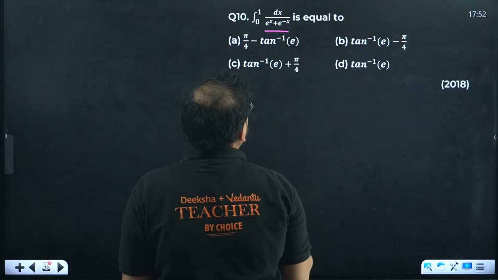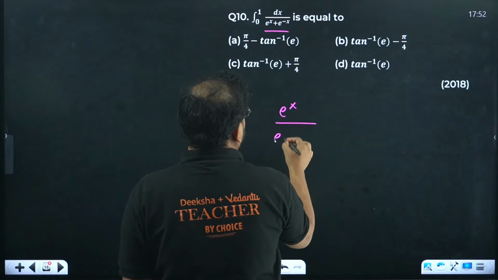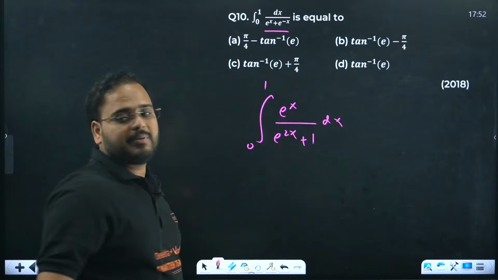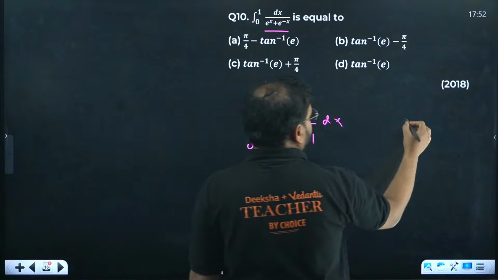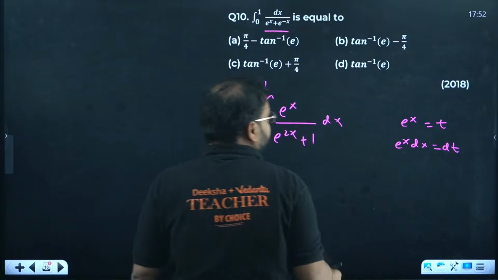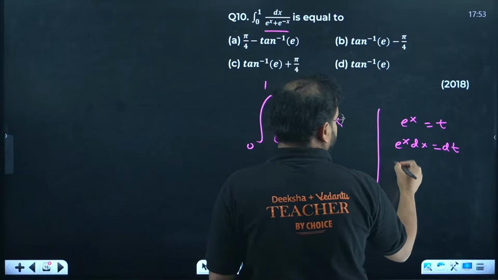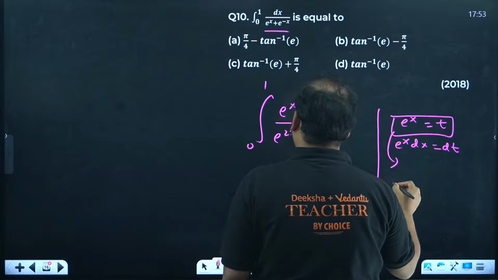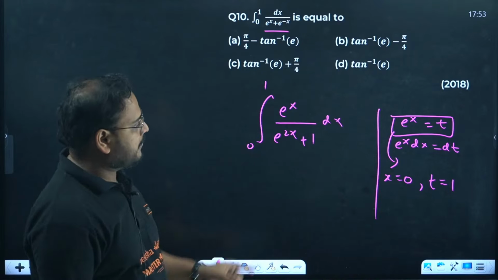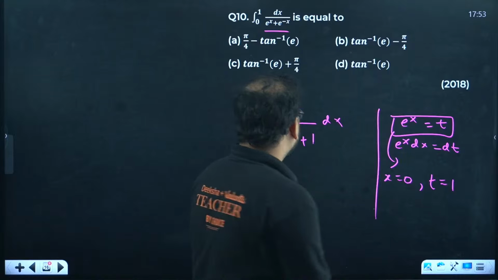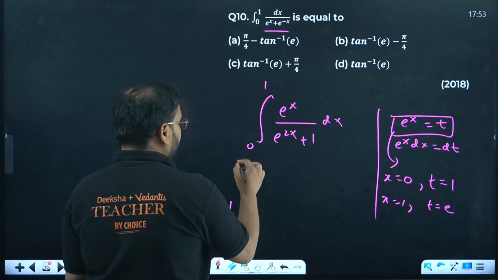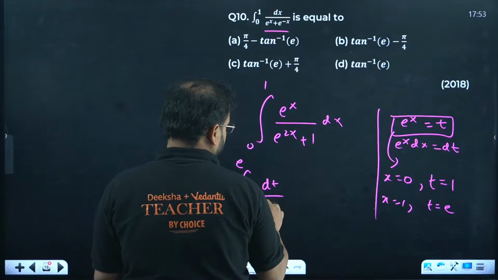Same thing, multiply over here, e power x, e power 2x plus 1 dx. What have I done? Nothing, just basically multiplied e power x on both sides. Now what are you going to do? Take e power x as t, so we have e power x dx as dt. Look for the limit change. When x equals 0, you get t value as 1, because e power 0 is going to become 1. When you put x value as 1, t becomes e. So we have the integration now, 1 to e dt upon t square plus 1.